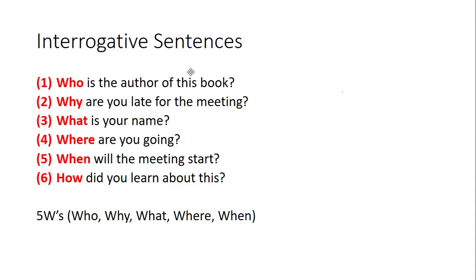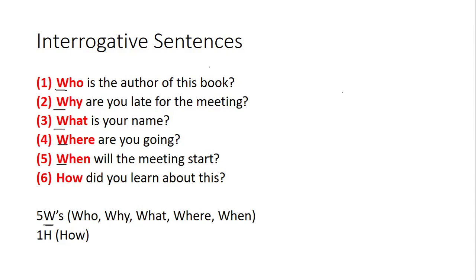So the interrogative sentences which are put forth here, the examples which are discussed here, the first, second, third, fourth, and fifth start with the letter W. Who, why, what, where, when. So these are the five W's. Who, why, what, where, when, through which you can do interrogation. You can ask questions. And there's one more, which is how.